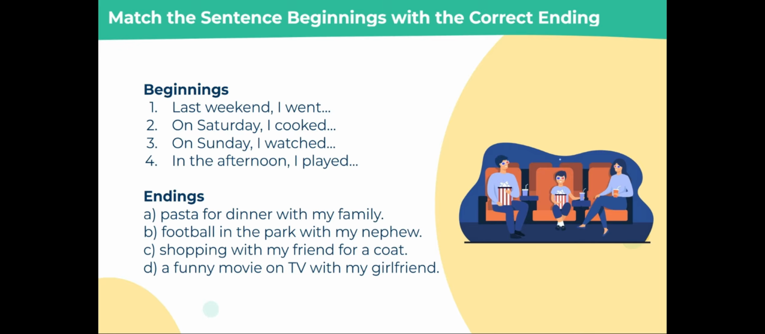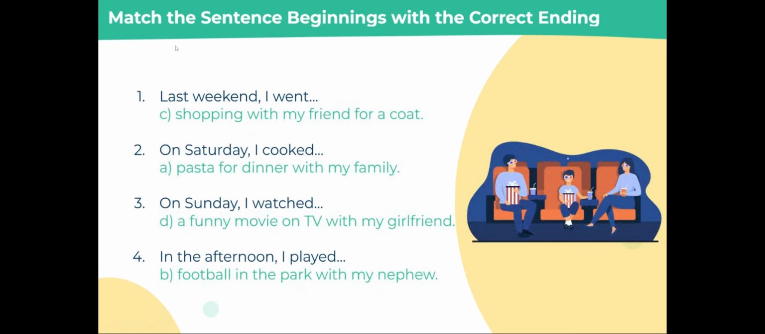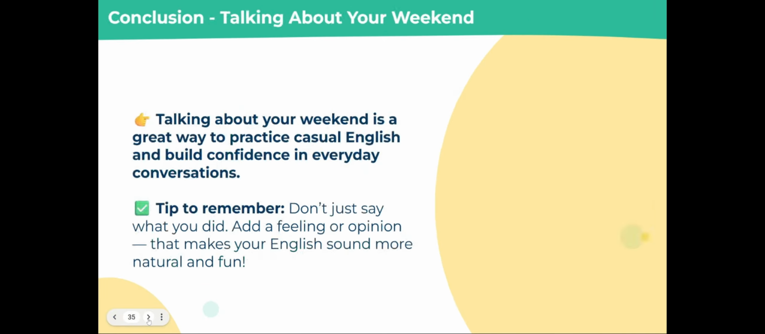Okay, guys, well, I won't keep you much longer. I know we've run over time today, but let's have a look at the answers then. So 1C, last weekend I went shopping with my friend for a coat. Well done, everybody. Number 2, with A, on Saturday I cooked pasta for dinner with my family. Well done, everybody. Number 3, with D, on Sunday I watched a funny movie on TV with my girlfriend. Well done, everybody. And the last one, number 4, with the letter B. In the afternoon, I played football in the park with my nephew. Okay, so that's quite a nice exercise, matching verbs with nouns.